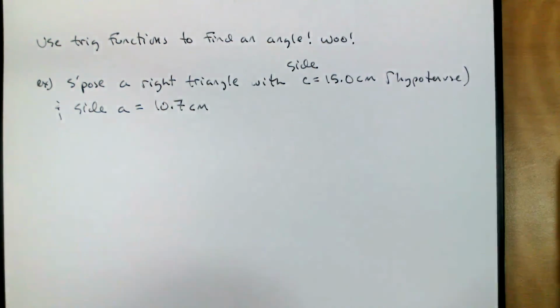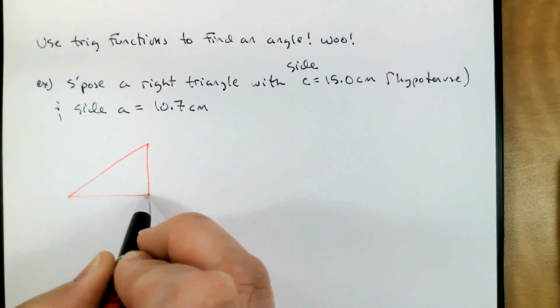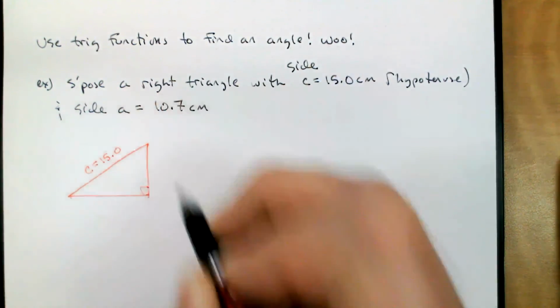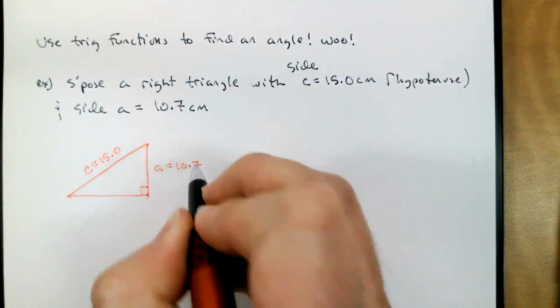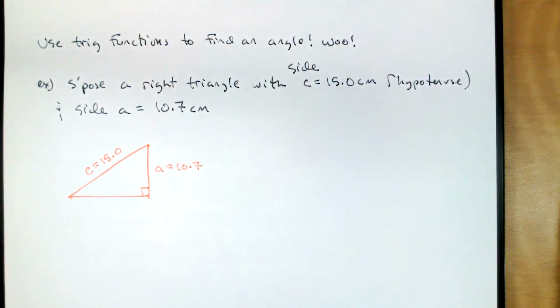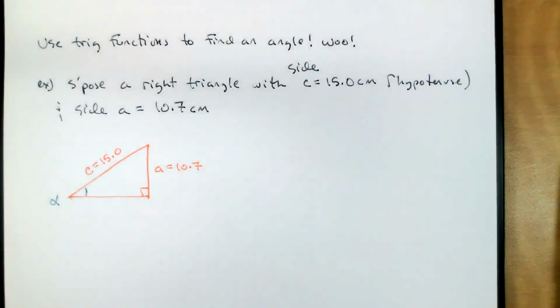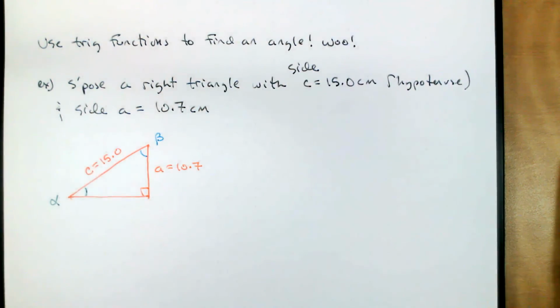We can draw a picture if we like. In case you're wondering, my drawings are never to scale. It's always this same triangle. So those are the three pieces of information we have. We've got the hypotenuse, side A, and the right angle. The right angle counts as well. The things that we need to find are angle alpha, that's going to be opposite side A, angle beta, and we'll also need to find side B.